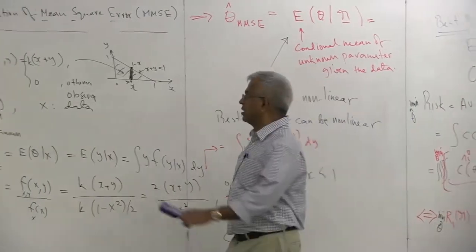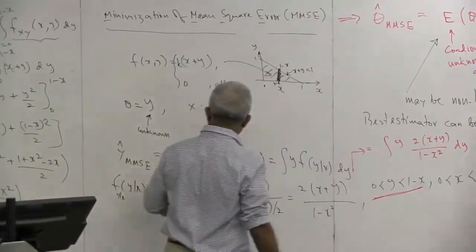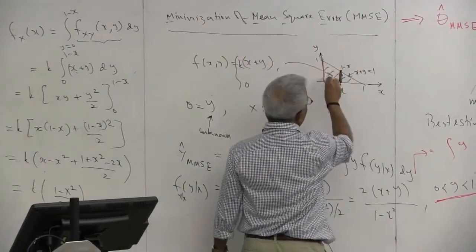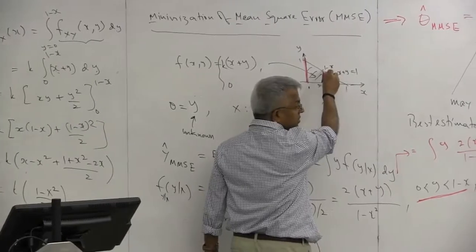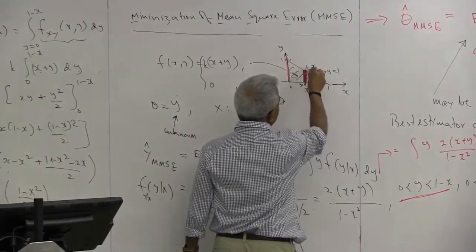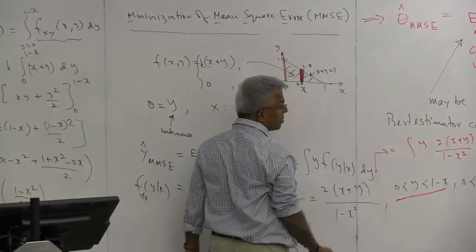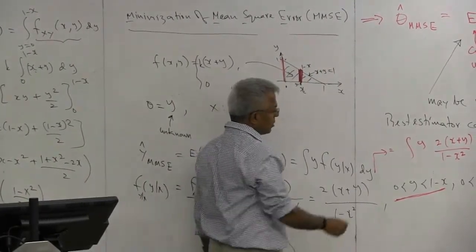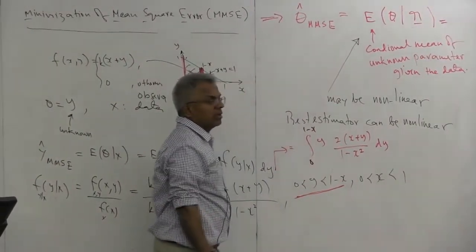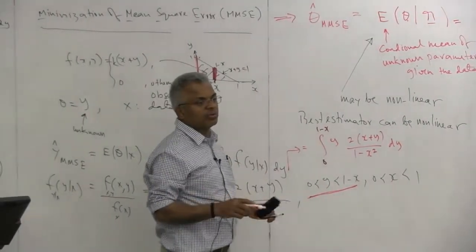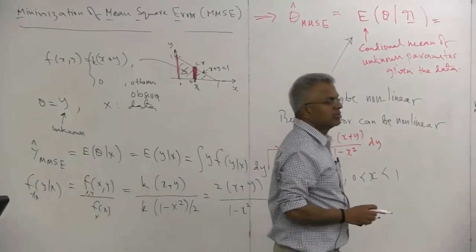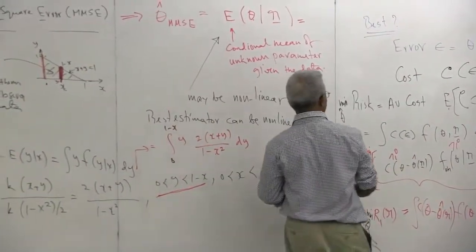Remember, this is conditional. Conditional means what? X is given, look here. If x is given, y doesn't go from 0 to 1, y only moves here, right? Because for a given value of x, this is the only non-zero region, everywhere else it is 0. So this is an interesting problem. So the limits are 0 to 1 minus x. Again, for a few of you, if this looks a little complicated, check chapter 6, there are similar problems. But anyway, let's just complete this.